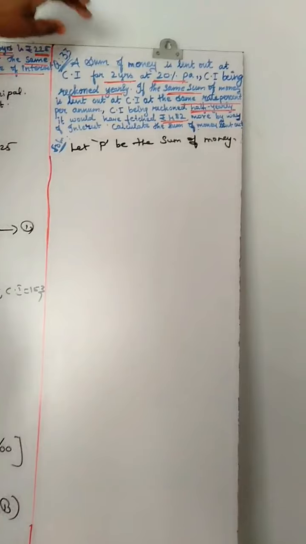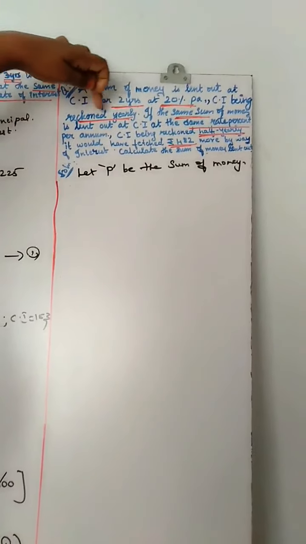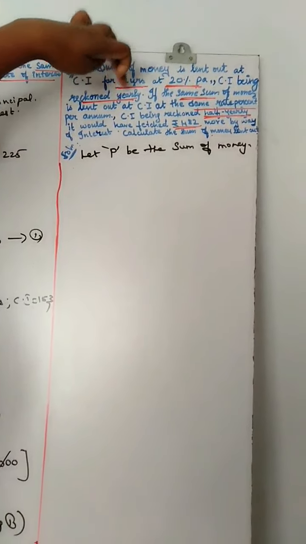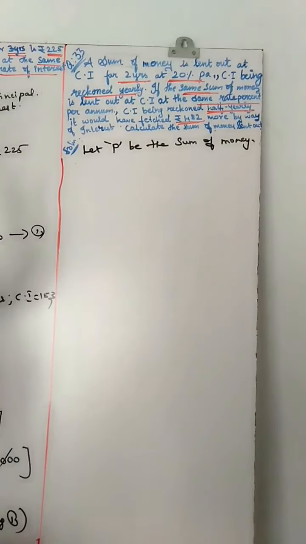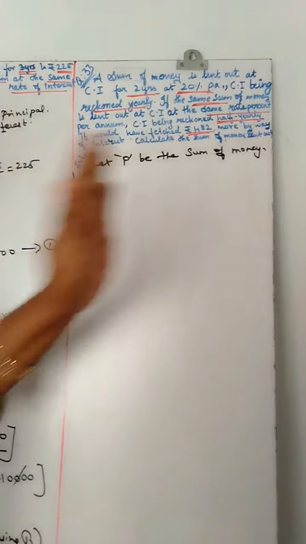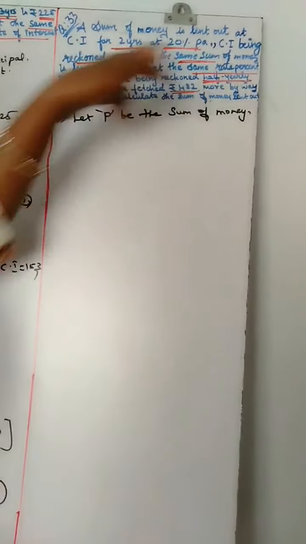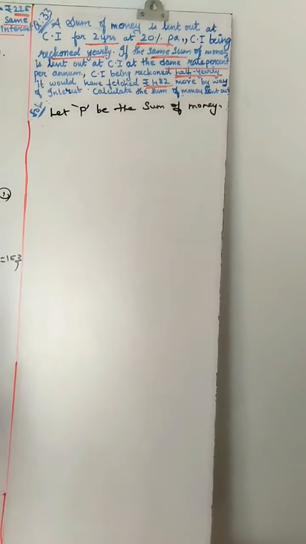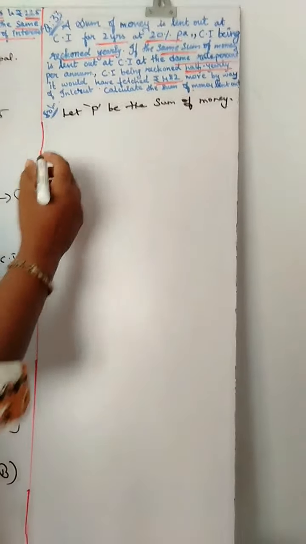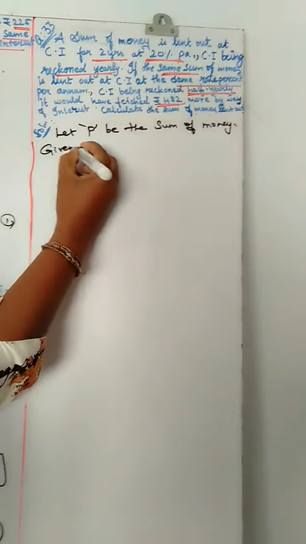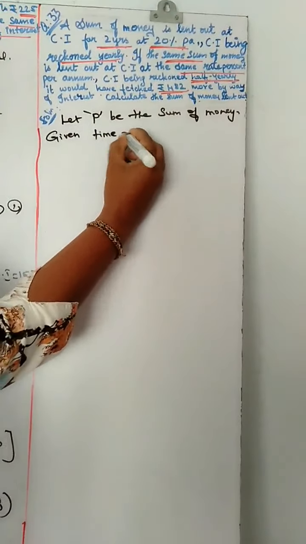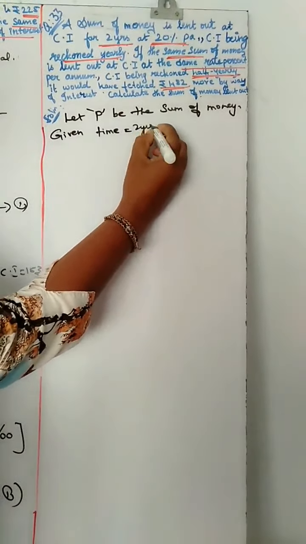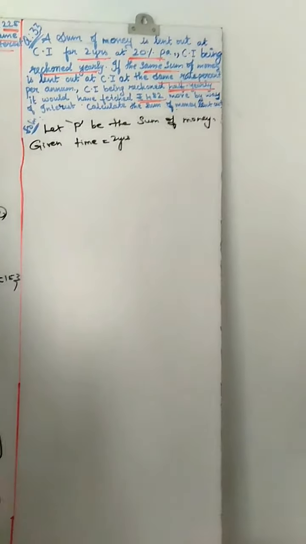Clearly it is given for 2 years, CI reckoned yearly and CI reckoned half yearly. So interest calculated yearly and interest calculated half yearly. Okay. What is given here? Time equal to 2 years. Before going to that part, we will come.